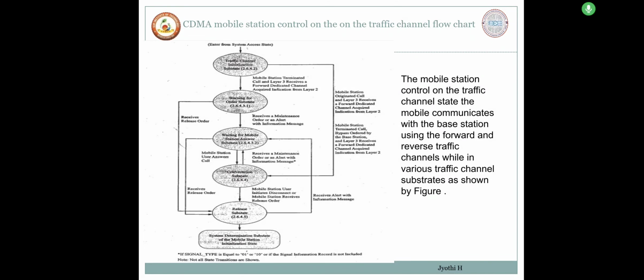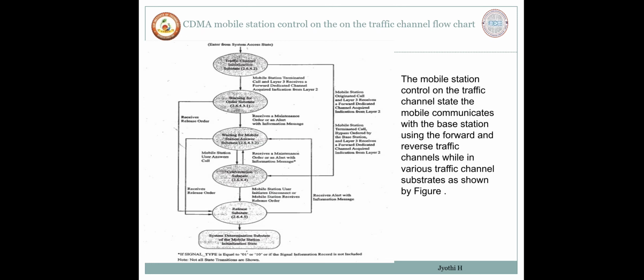In the last video, we saw how the mobile station in the idle state gets attached to a network. In this video, we are looking at the CDMA mobile station control on the traffic channel flow chart, that is, the mobile station control on the traffic channel state.